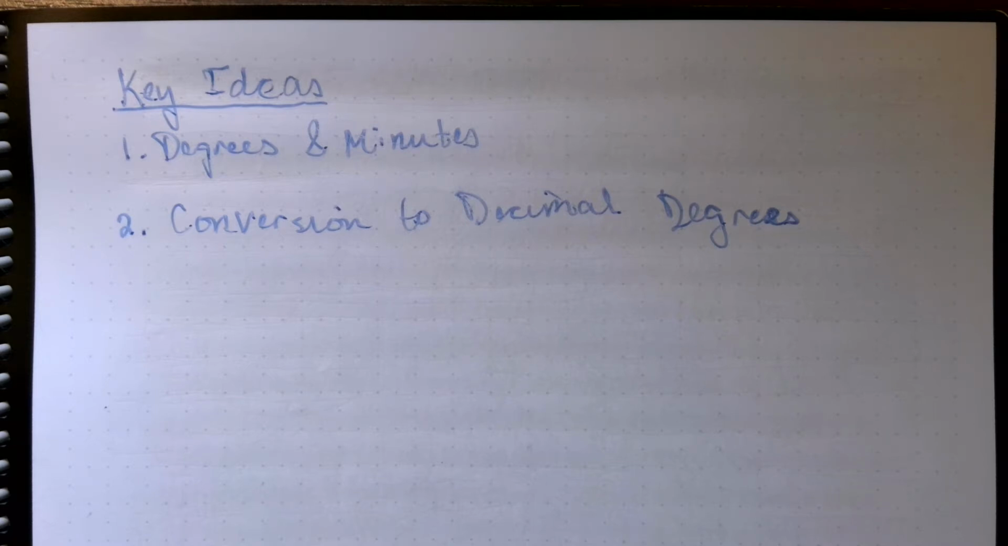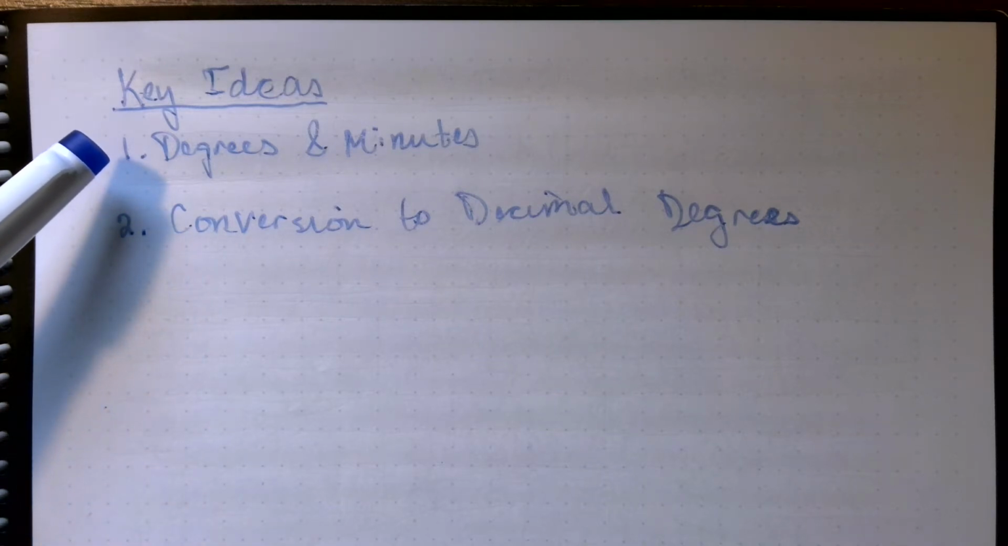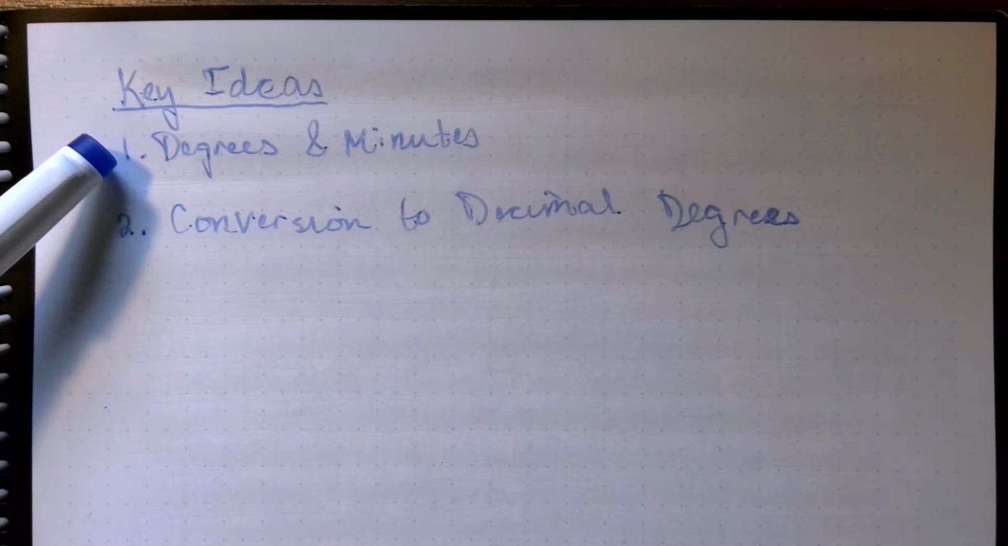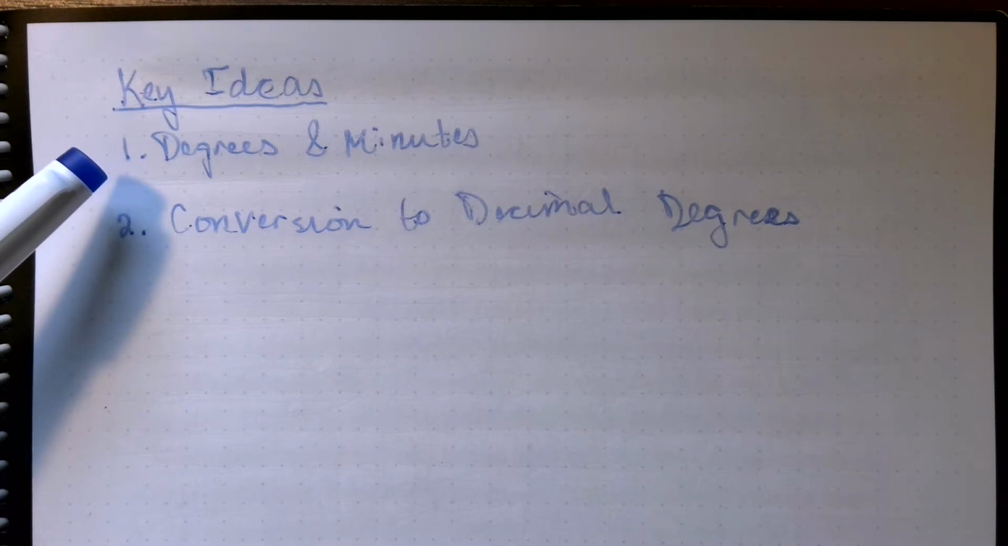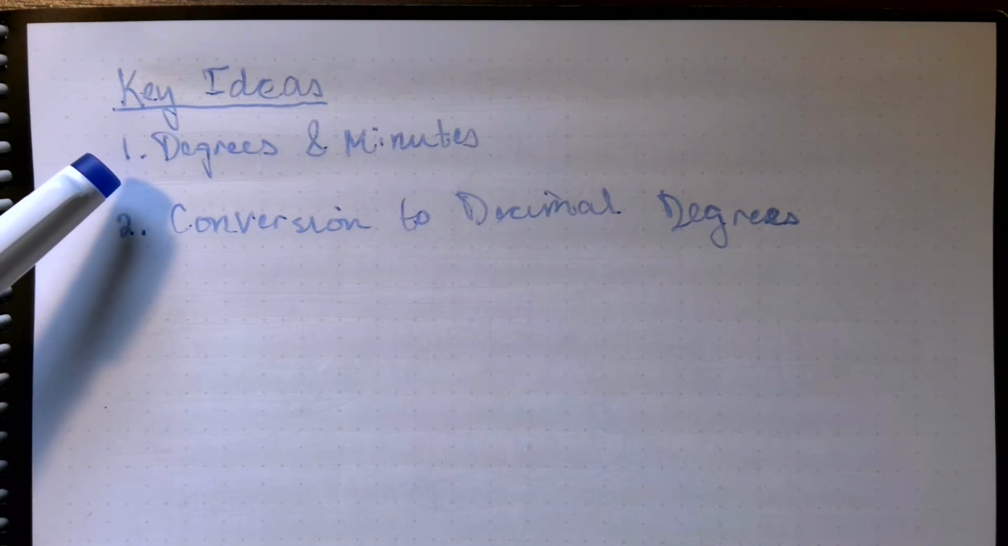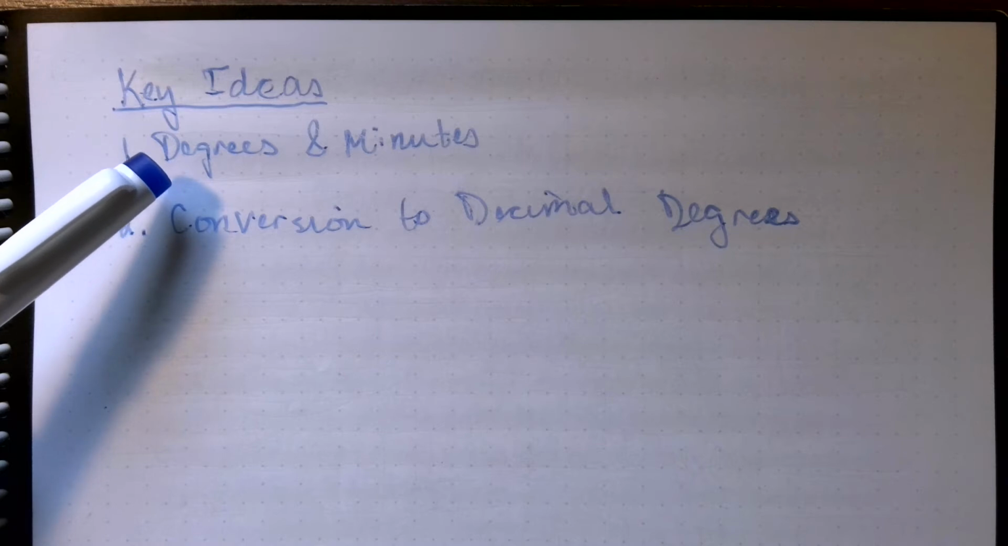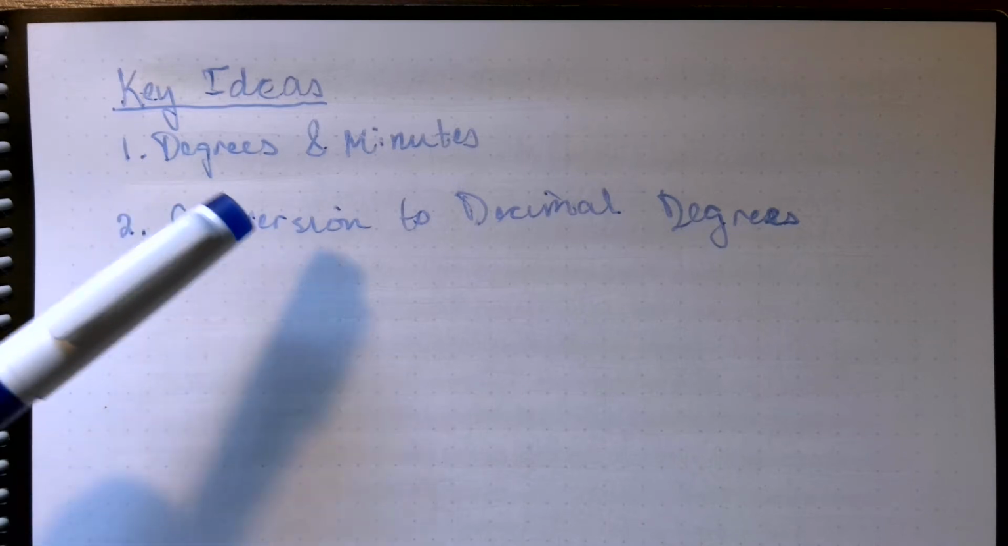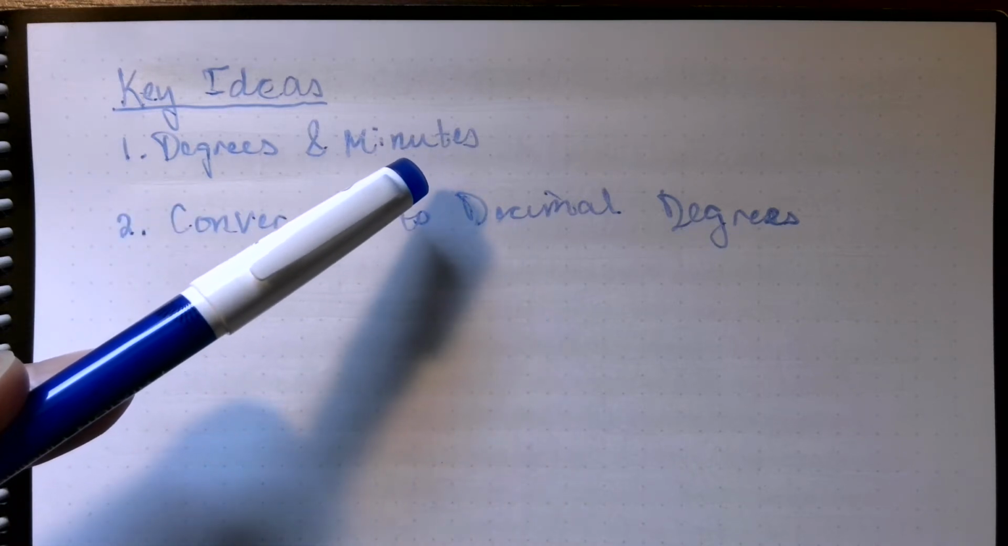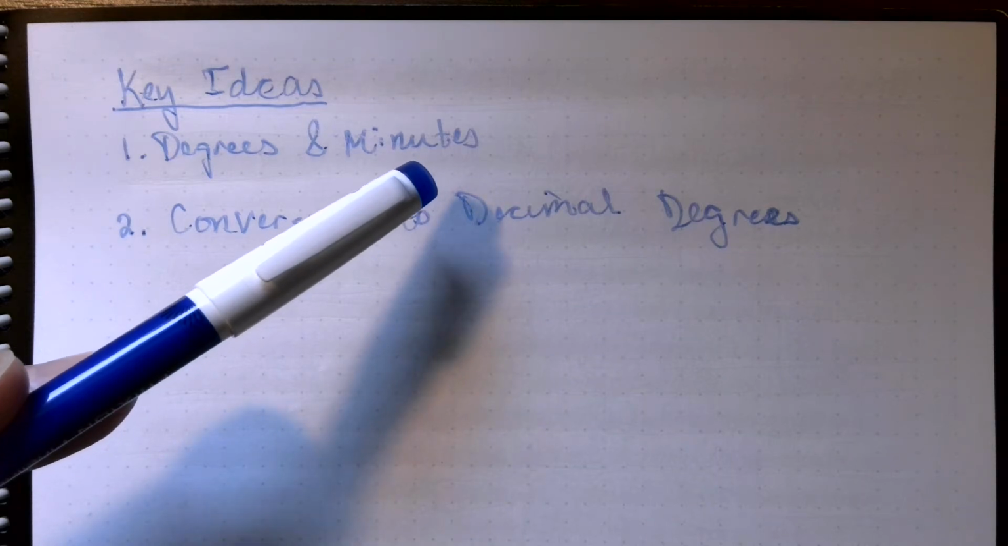In this video, we're actually using the document camera because I want to show you a couple things on the calculator. So the key ideas for this video, I want to go over degrees and minutes. We're dealing with these trigonometric functions. The input for our trig function is an angle, and degrees are one way to measure an angle, and minutes is like another order of magnitude.